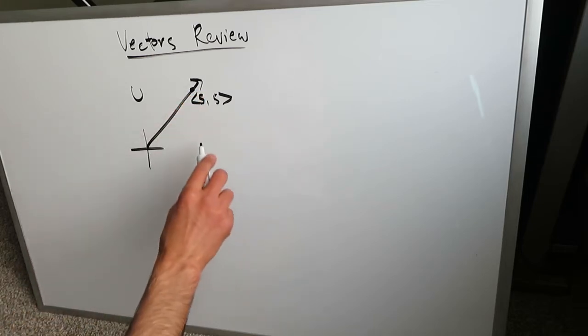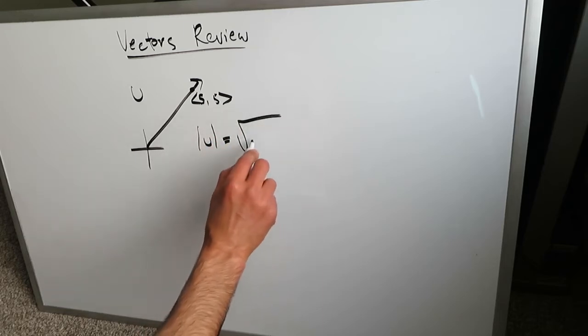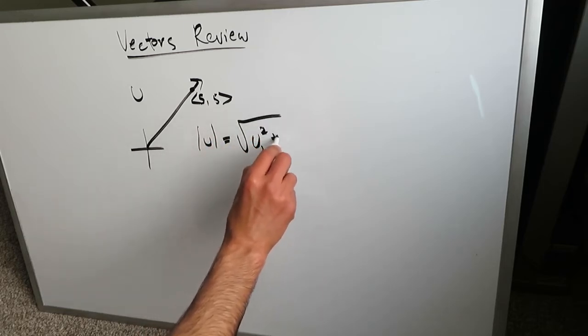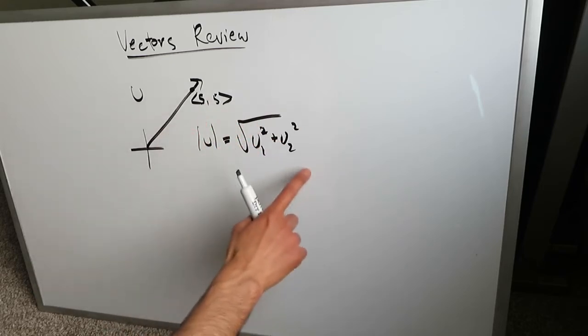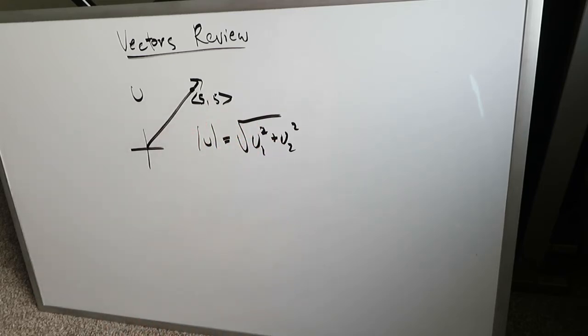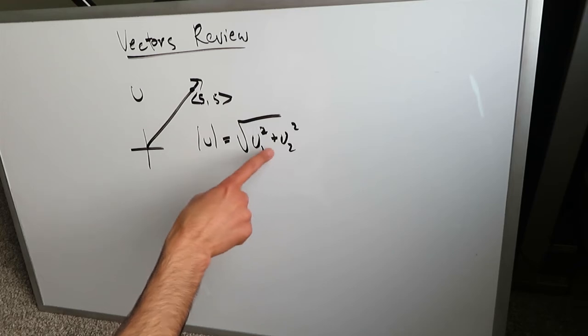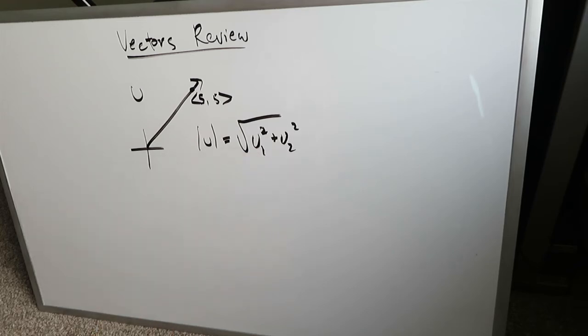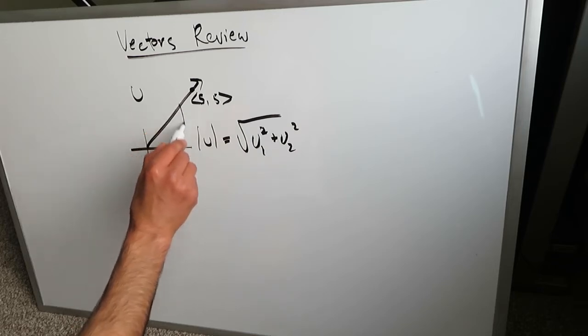With regards to this vector U, you can determine its magnitude. You can determine the magnitude by doing the square root of the sum of the squares of the individual components. Here's my U1, here's my U2. So you can determine the magnitude using this. And remember, magnitude is one of the components of vectors. You take 5 squared, you add it to 5 squared, you take the square root, and that'll give you the magnitude. What about the direction of a single vector?